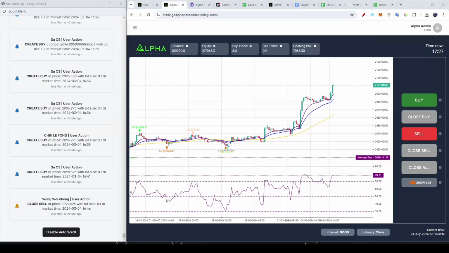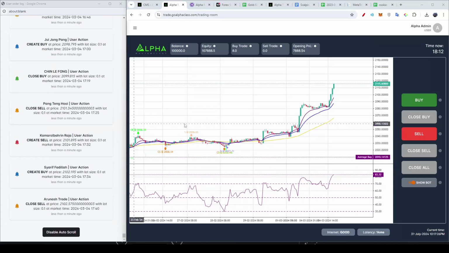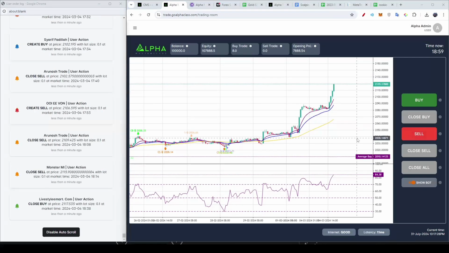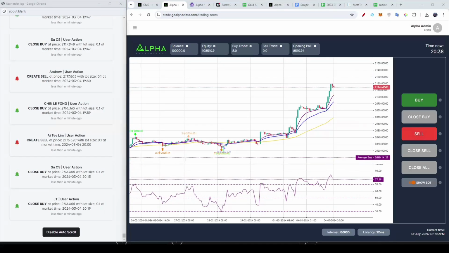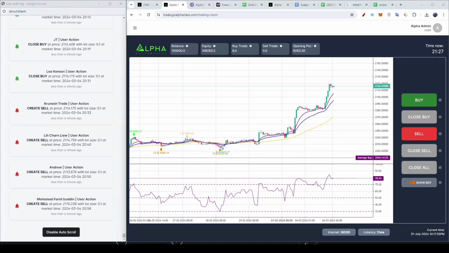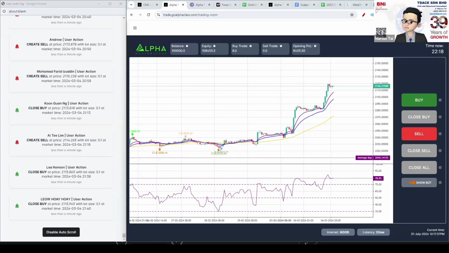Oh, another surge. Oh wow, another big jackpot. How many of you managed to catch this? Congratulations to all the buyers. Patient buyers, congrats.